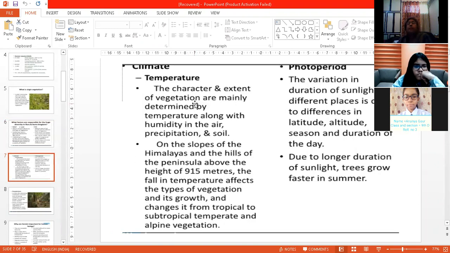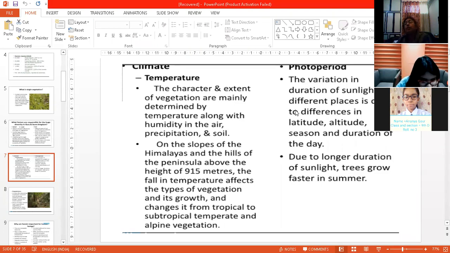Next is the temperature and rainfall. Temperature, we already done that areas which have high temperatures and heavy rainfall are the ones that are going to support dense vegetation. Wherever the temperature is high and there is humidity in the air, these are the areas where we are going to find a lot of vegetation, dense vegetation.